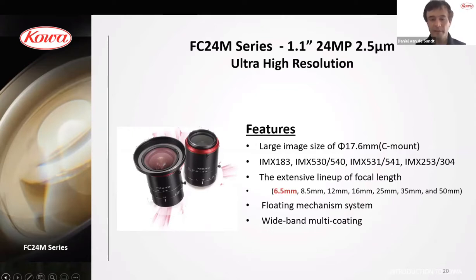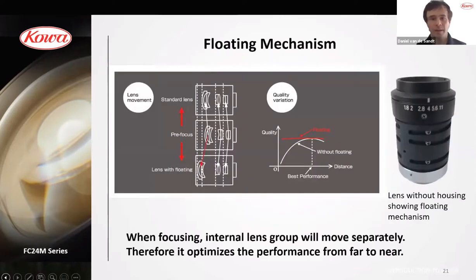Based on these lenses, I want to explain first one mechanical feature, the so-called floating mechanism. Floating mechanism is a mechanism to improve the performance of lenses from a close distance to distances further away. And how is this done?